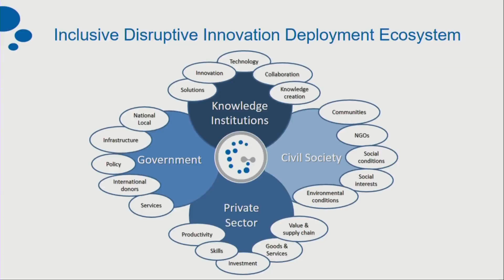Now, in order to do that, we require a real inclusive, disruptive innovation ecosystem. That deployment ecosystem will have many players, not just the scientists, technologists, and so on, which you see here in the top part of the figure. But you also require the participation by the government. You require participation by the civil society. You require participation by the private sector. And it has to be an orchestra where all the players actually play together.